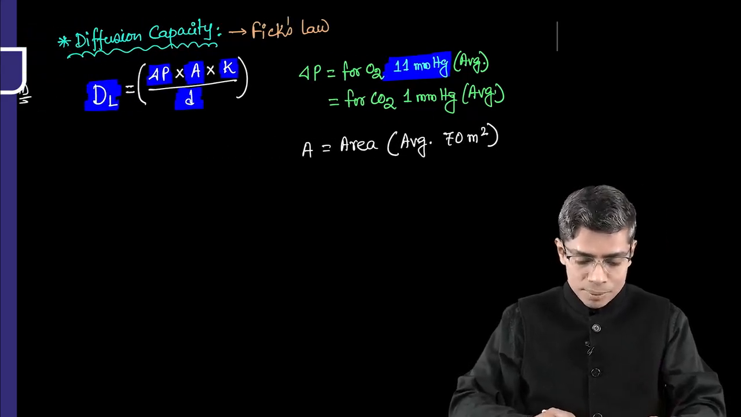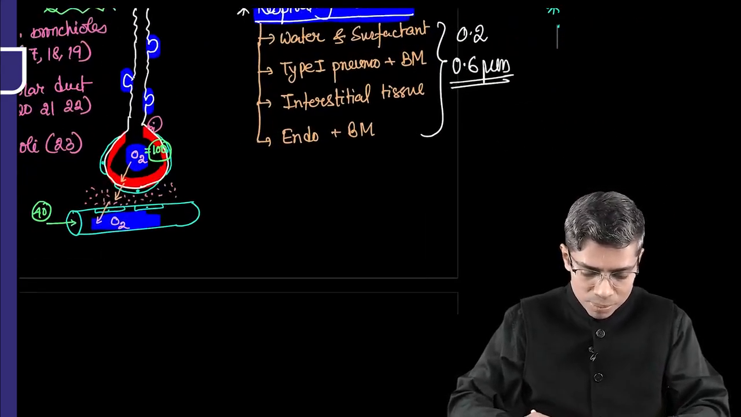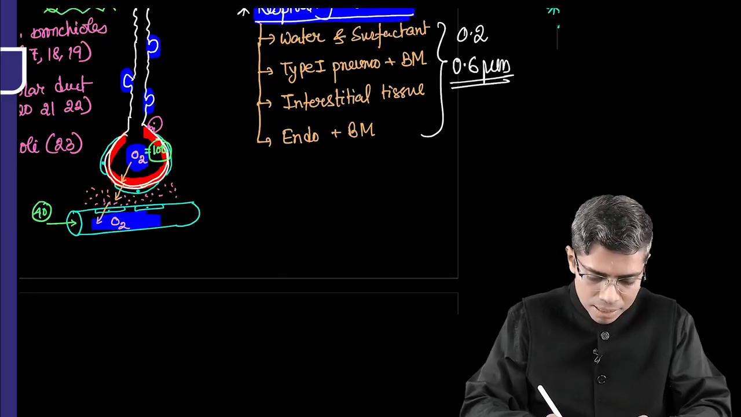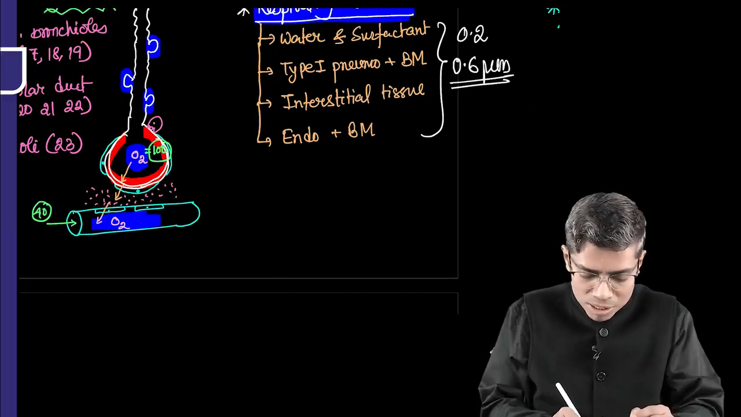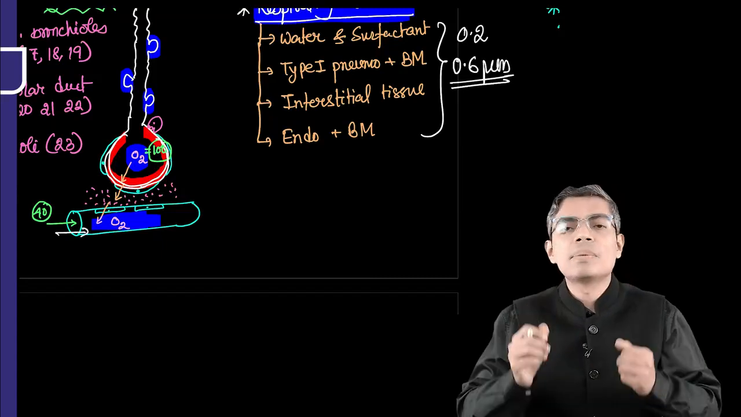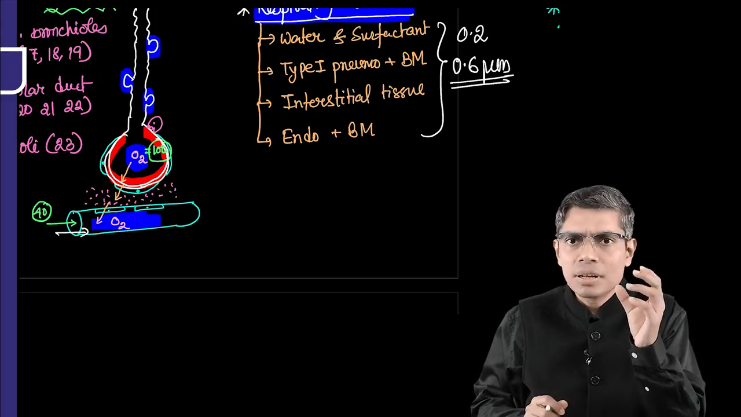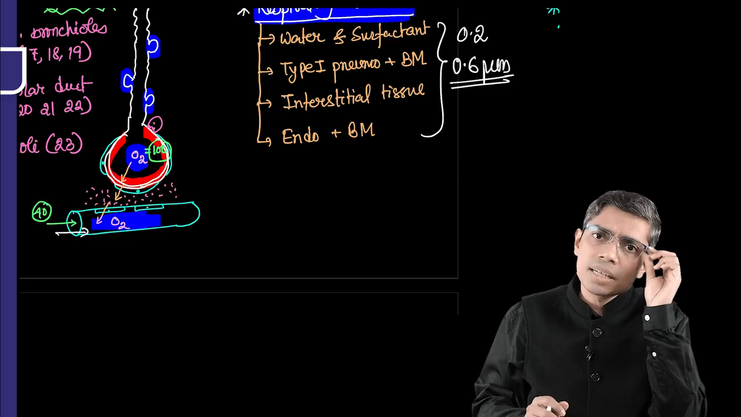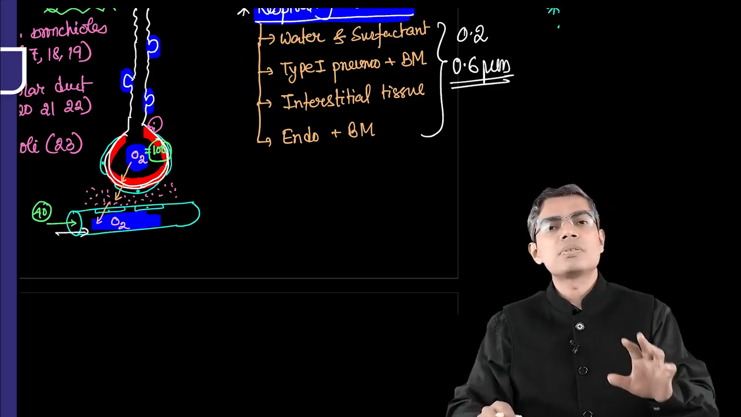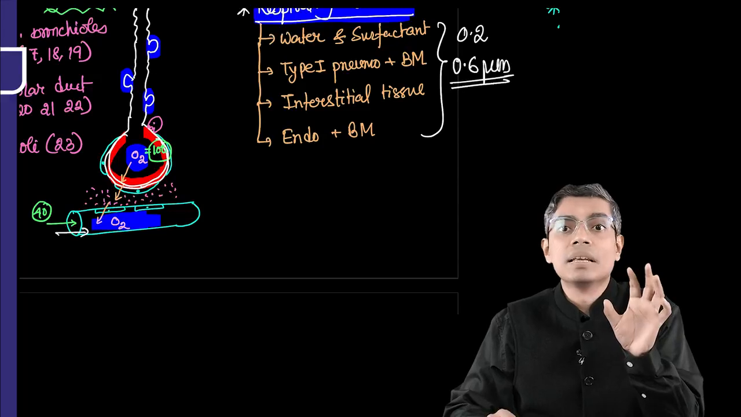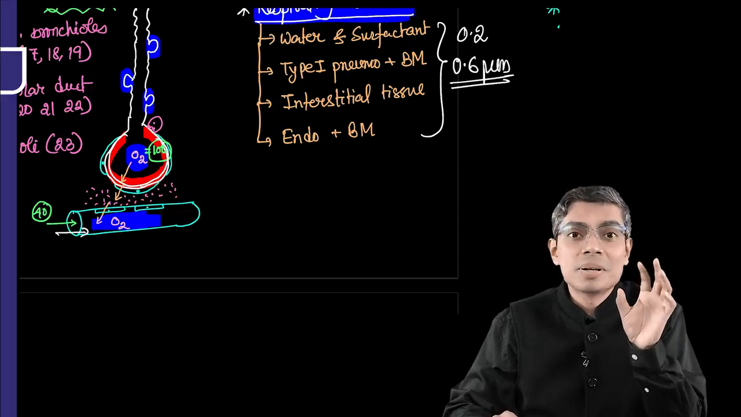right? If you look at the total surface area of diffusion at the level of the lung, it is 70 meters square. And how much blood is entering the pulmonary circulation? How much blood is there in the pulmonary capillary? Could you recall? That is only 2% of the cardiac output. So 2% of cardiac output means approximately 100 ml of blood is present at the level of the capillary.